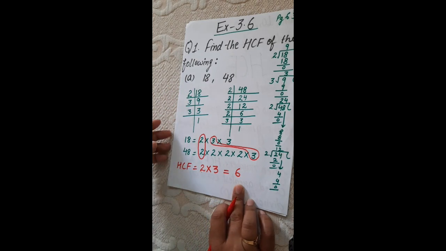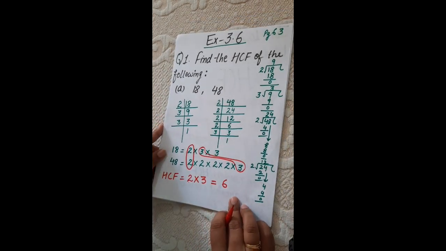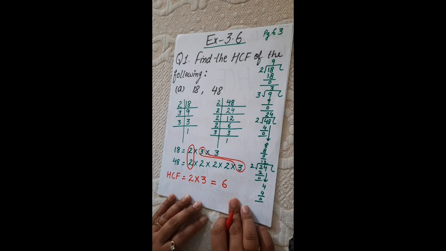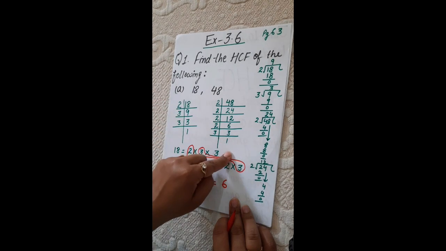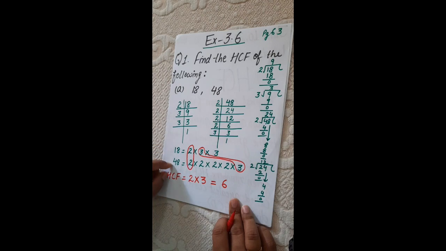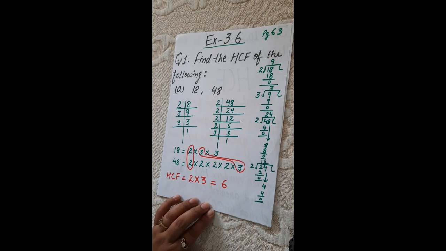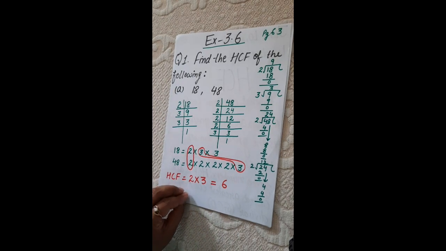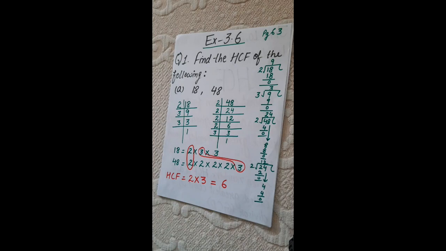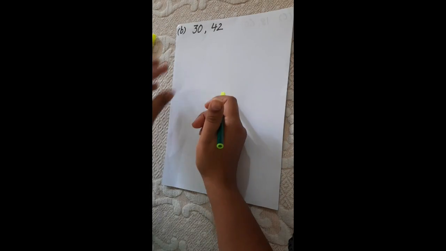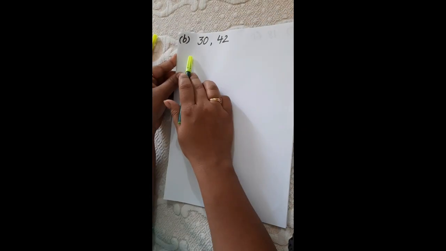In this way we can solve the highest common factor of any two or more numbers. For this, the first step is to solve the prime factorization of the given numbers, then write the prime factors, then find the common factors, and to solve the HCF, write the factors in the form of a product. So simply we can say that HCF is the product of all the different common prime factors of the given numbers. So let's continue the question with part B.